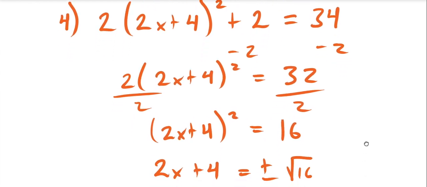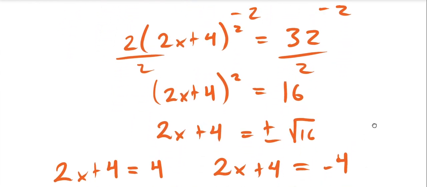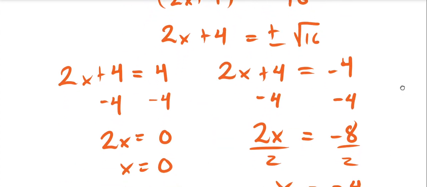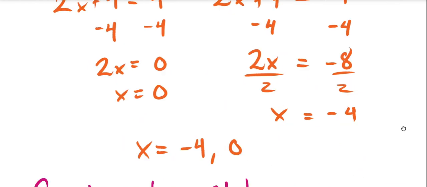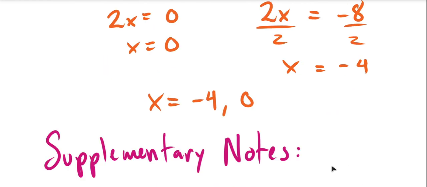We take the square root of both sides, plus and minus, and splitting these into the two equations, one for a positive 4 and one for a negative 4, we solve the usual way. This gives us x is equal to 0 or x is equal to minus 4, respectively. So those are our two answers. That's it for the main video.